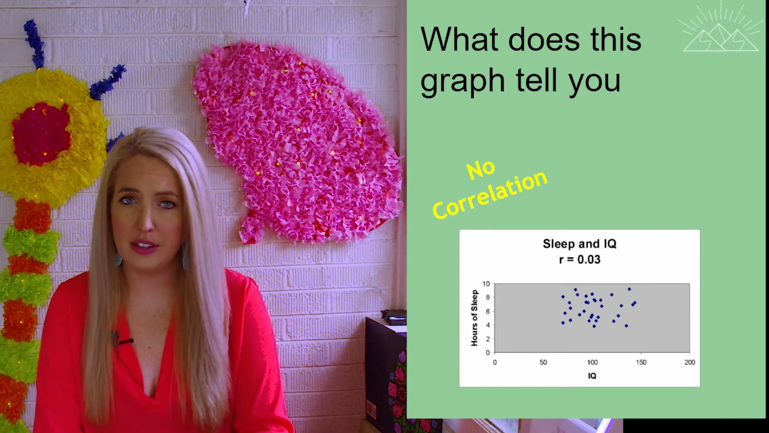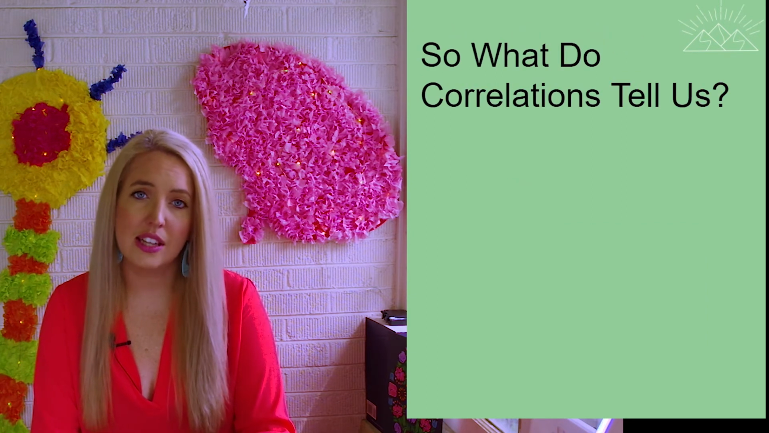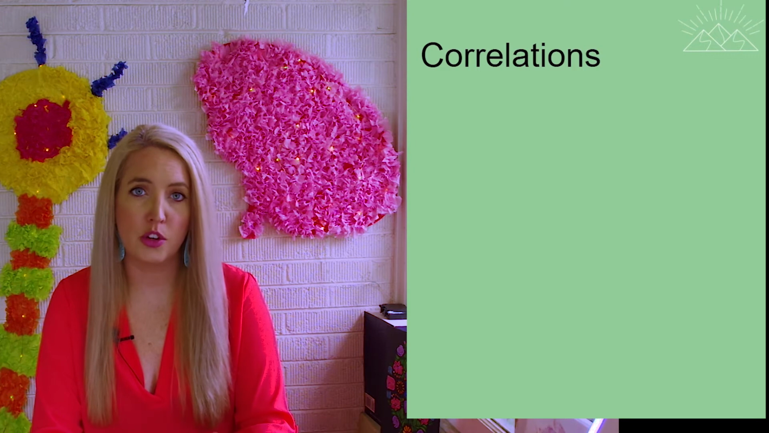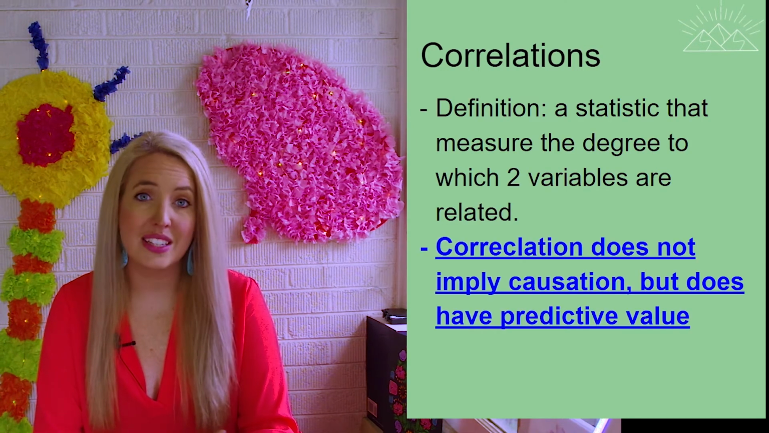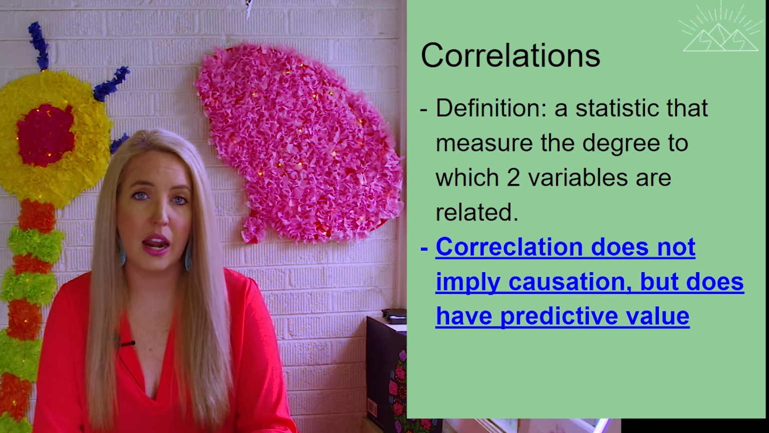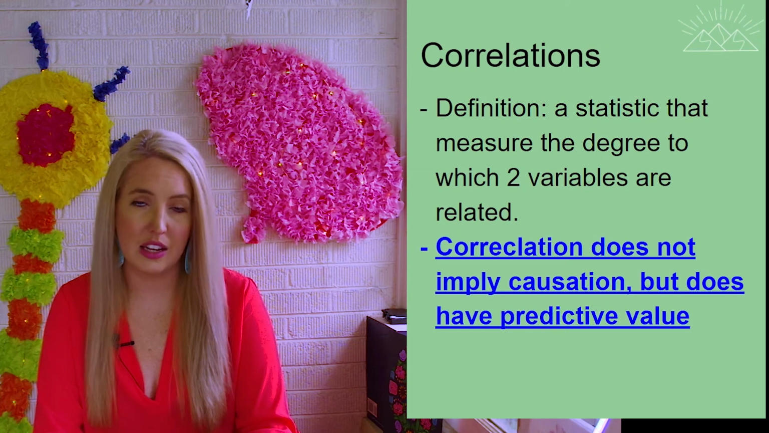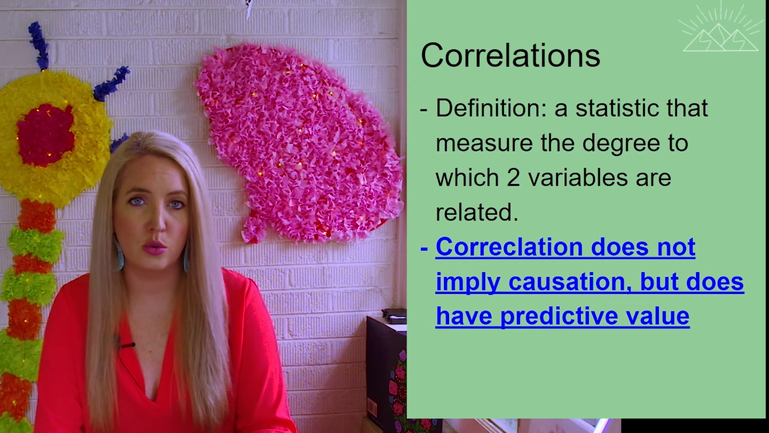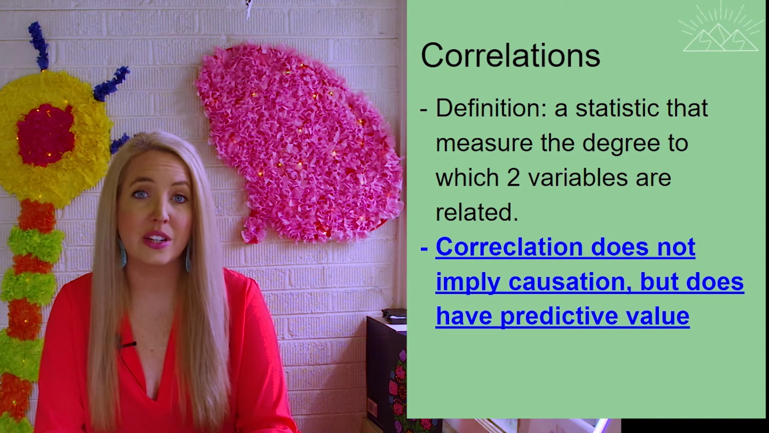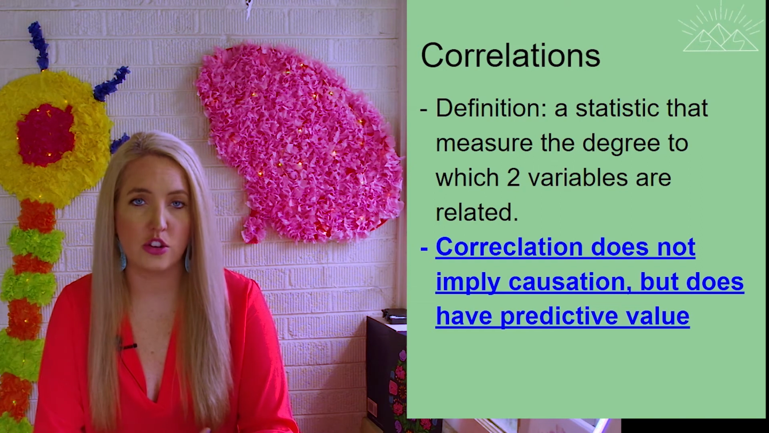What do these graphs and what do these correlations tell us? These tell us relationships. Correlations are a statistic that measure the degree to which two variables are related. We say it's a statistic because if you see on the top of each correlational graph, you'll see that there is a number there, a number between positive 1 and -1. That is going to tell us how strongly related those two items are. Correlations do not imply causation, but they do have predictive value. And that's an important piece to remember when it comes to correlational studies.